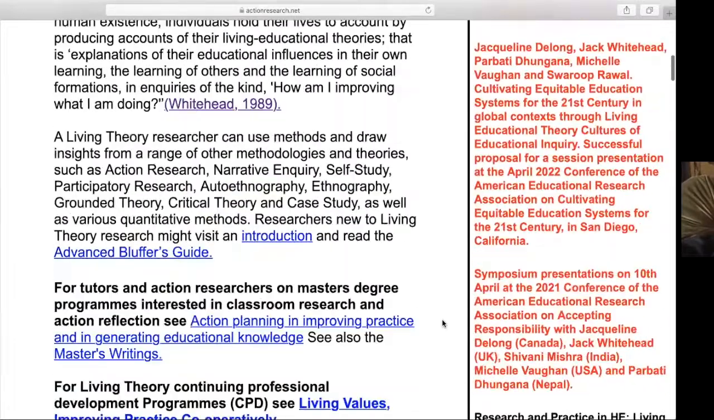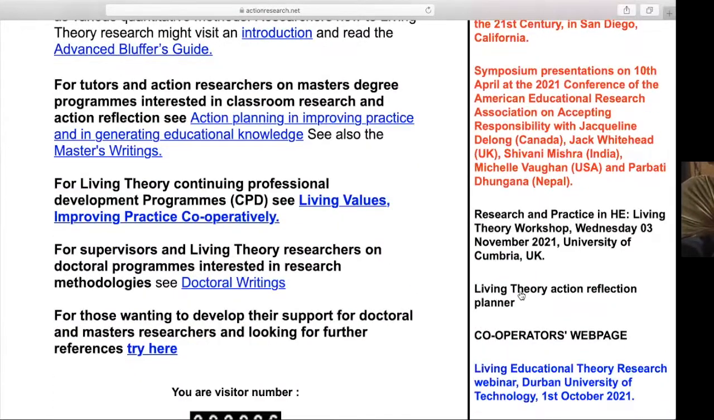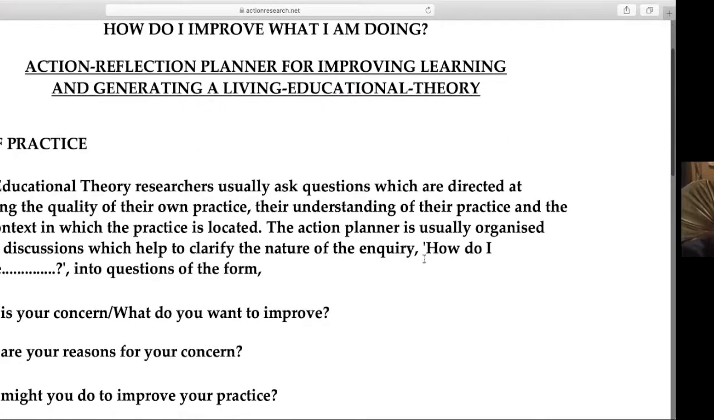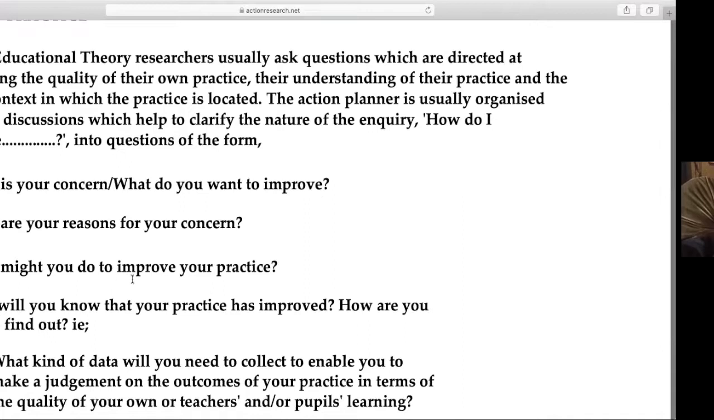But I also focus on this. I go into this Living Theory Action Reflection Planner. So I bring up my website, go into this, and then focus on this question: how do I improve? And I ask these questions. Okay, could you fill this in? And I usually give them a sheet with more space in it, so they can actually fill it in. What's your concern? What do you want to improve? What are the reasons? What might you do to improve?